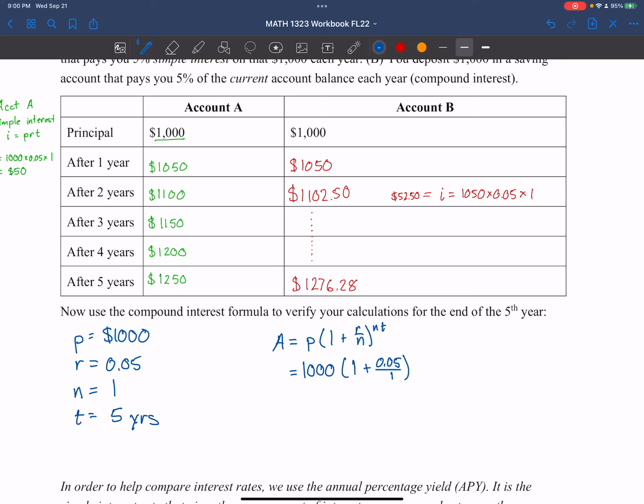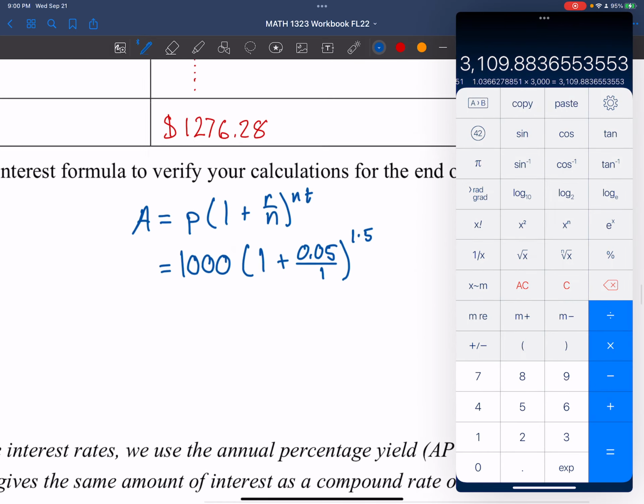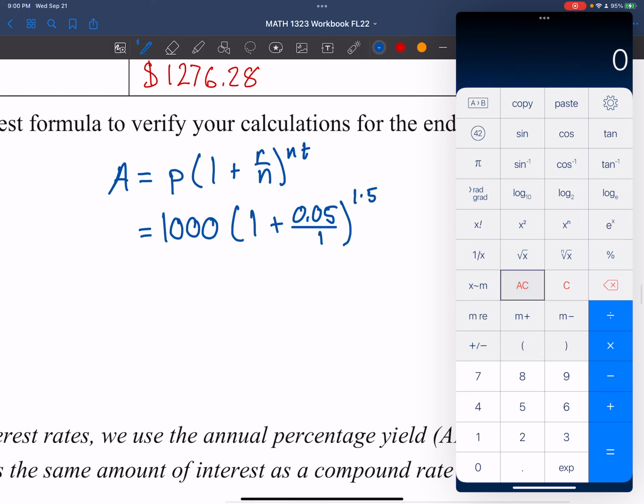So again, I recommend just doing that computation ahead of time. It's 5, so pretty easy here. Let's go ahead and I'll do it on the side here just to see how it goes. I will first do the fraction, so 0.05 divided by 1, hit equal to. So that's done.